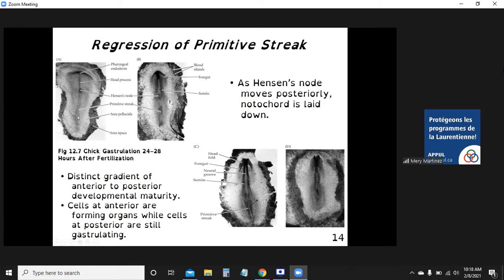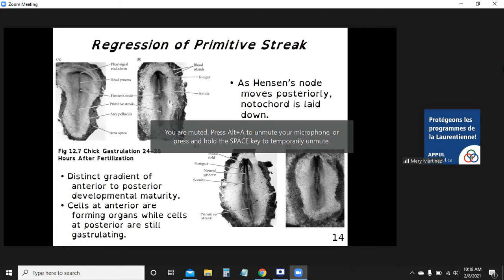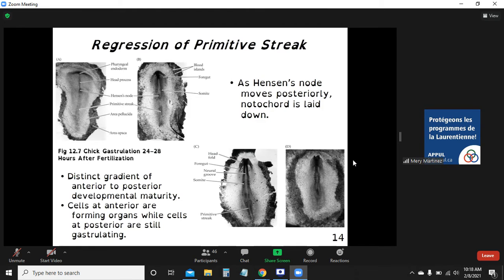At this time, all the presumptive endodermal and mesodermal cells have entered the embryo through that pit. The epiblast is composed entirely of presumptive ectoderm now.